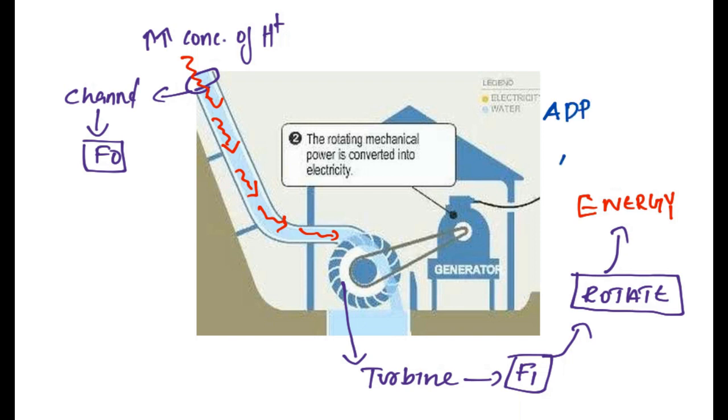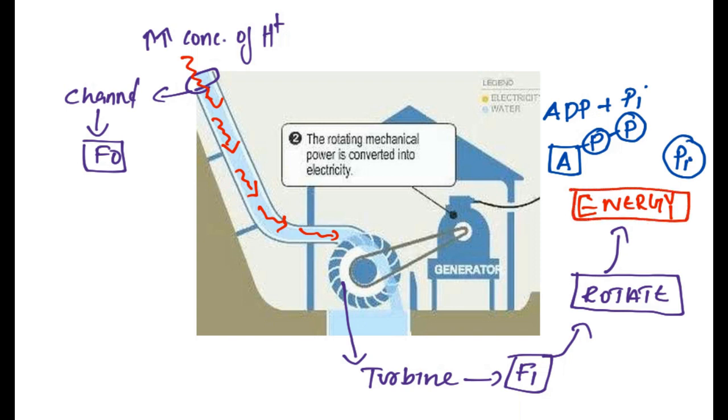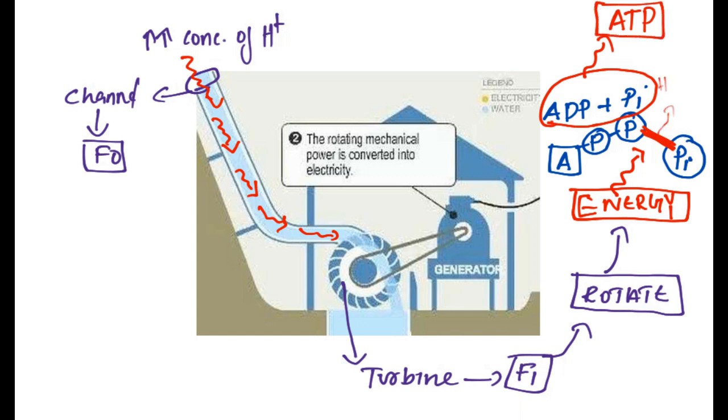So an ADP molecule will be coming. That is an adenosine base with a 2-phosphate molecule attached to it. And along with that, there is an inorganic phosphate, Pi. We will use the energy produced due to the rotation to make a bond between the phosphate and the ADP, and we will convert the ADP and the inorganic phosphate into adenosine triphosphate, ATP. That is our energy currency, and that's how we will be producing that ATP.